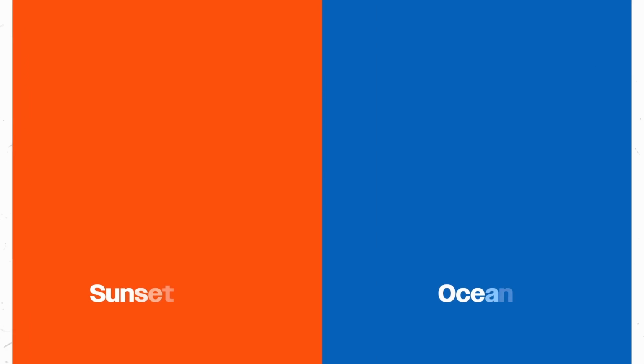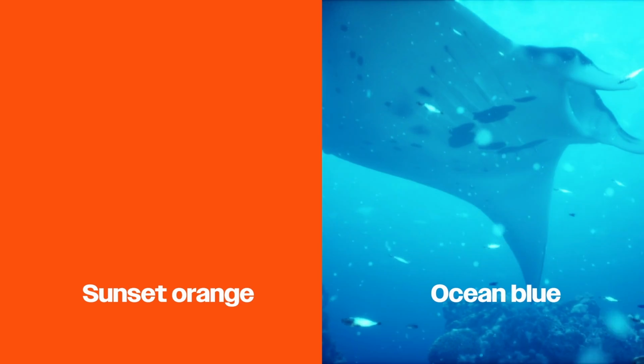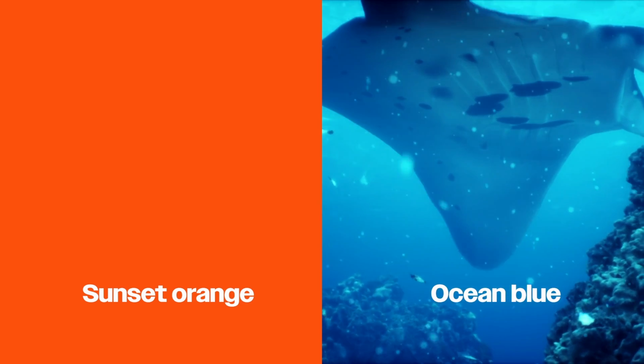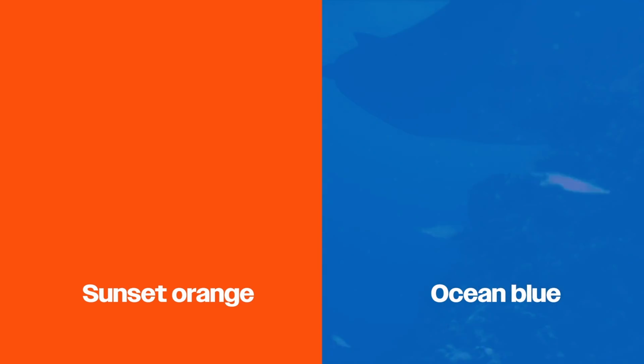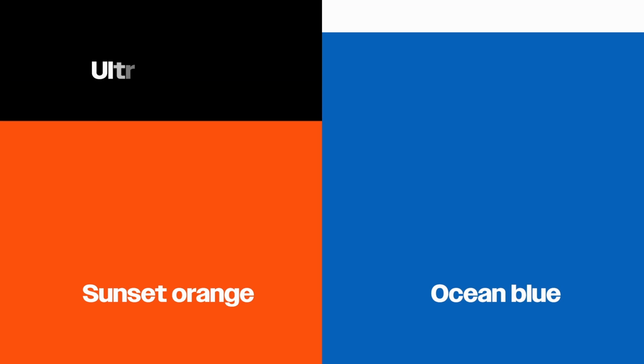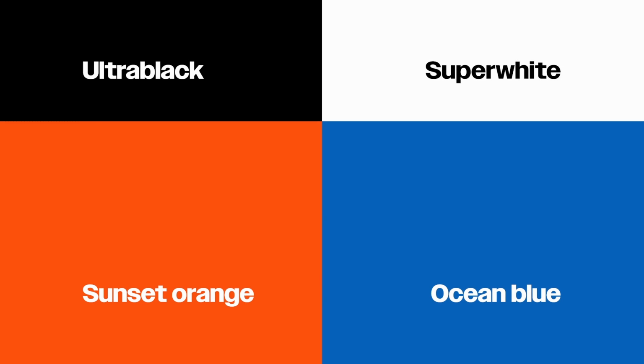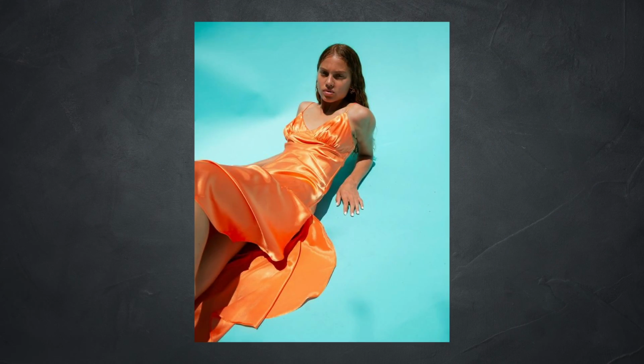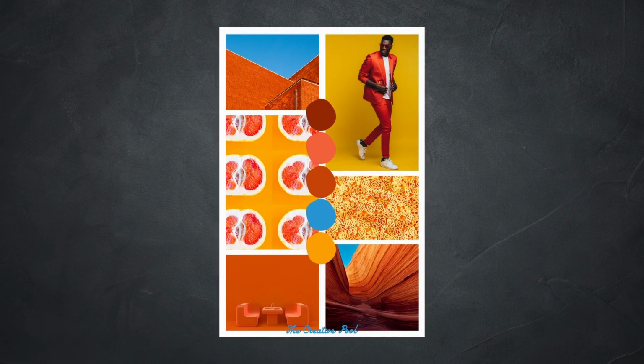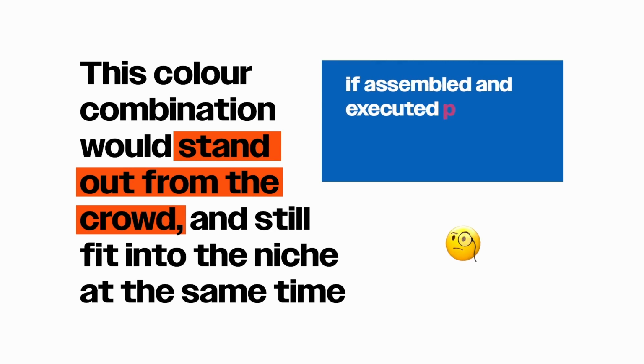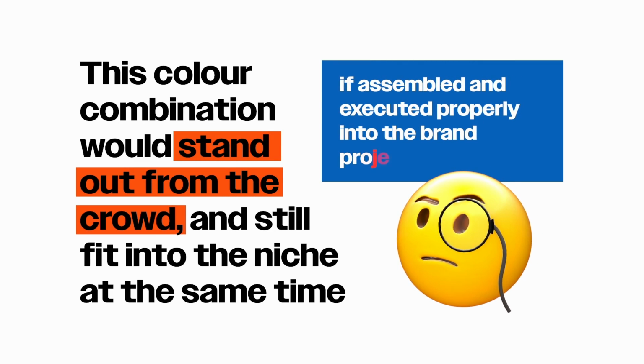We could then complement that with ocean blue, and that's a deep blue that evokes the vastness of the ocean and reflects a sense of responsibility towards protecting the environment. That can be accented with either black or white, depending. And as you can see, this color combination would stand out from the crowd in this niche, but it also still fits into the niche at the same time, if assembled and executed properly into the branding project, of course.